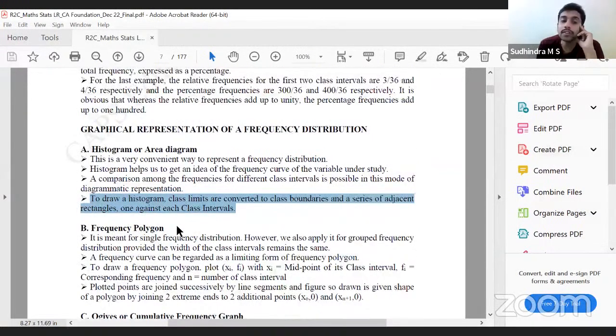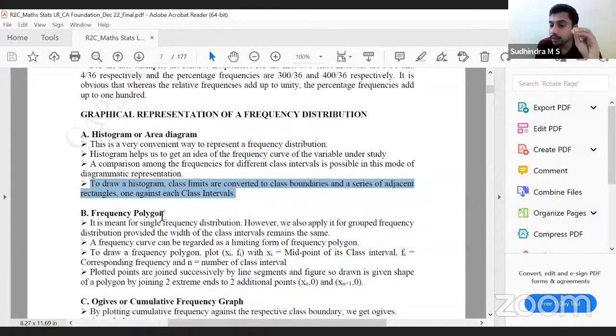Next one, frequency polygon, an extension of line diagram. We plot the frequencies in the graph, join it with straight lines. However, we will give it the form of a polygon by connecting the extreme points to the x-axis. Left-hand side, we connect it to 0. Right-hand side, we connect it to the next value in the x-axis. So that we get the form of a polygon.